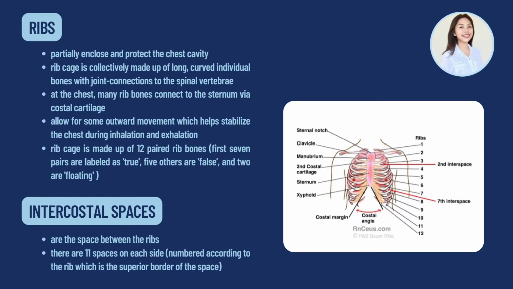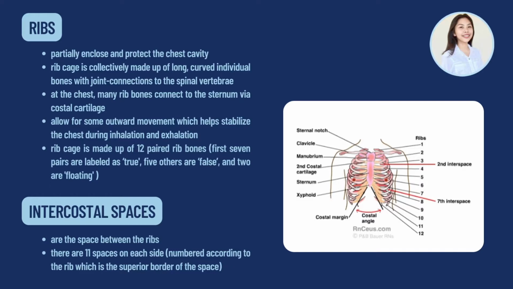Although fixed into place, these ribs do allow for some outward movement, and this helps stabilize the chest during inhalation and exhalation. The human rib cage is made up of 12 paired rib bones. Each is symmetrically paired on a right and left side. Of all 24 ribs, the first 7 pairs are often labeled as true ribs. These bones are connected to the costal cartilage, which the 5 other false sets are not.